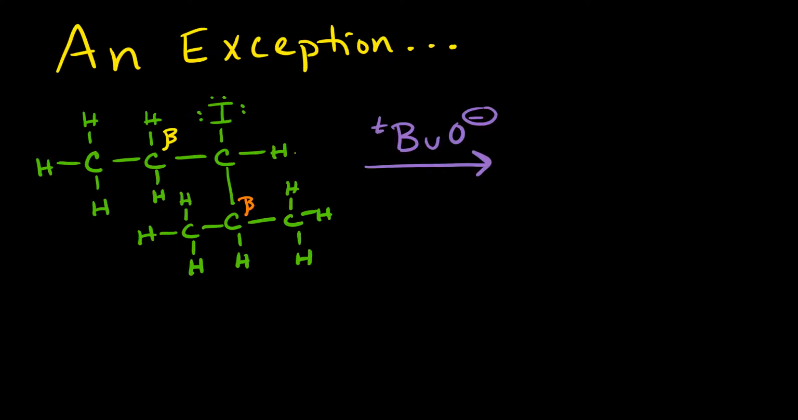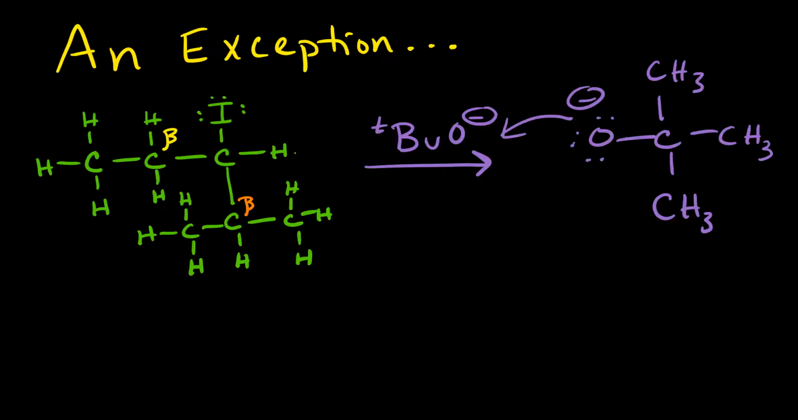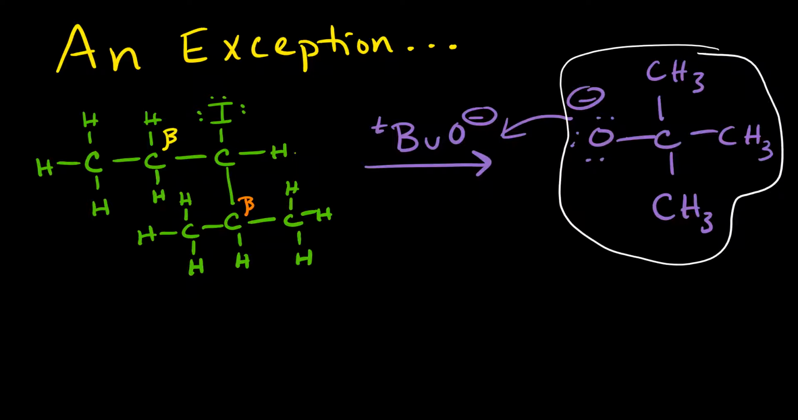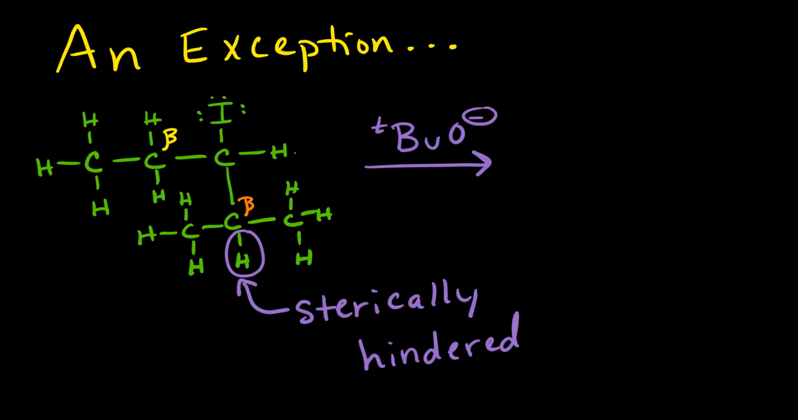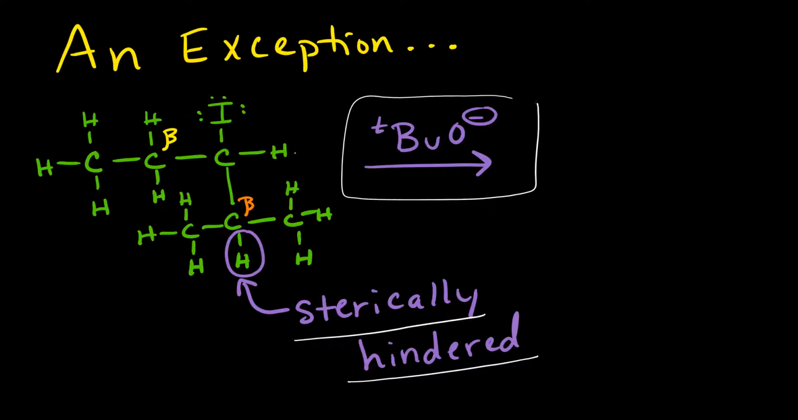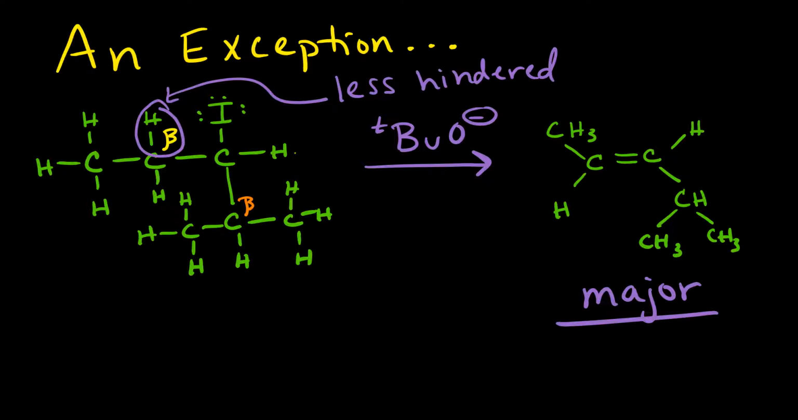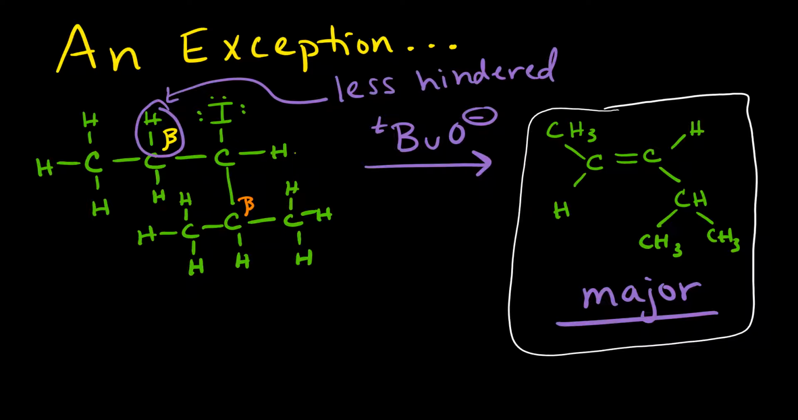An exception to Zaitsev's rule is when you use a strong bulky base to do the elimination, so like an E2 reaction. Recall that t-butoxide has this structure, which is quite bulky. And instead of going after the sterically hindered proton, if you subjected this alkyl halide to t-butoxide for the elimination, it would actually go to this proton here. And you would get this isomer, which was the minor product before.